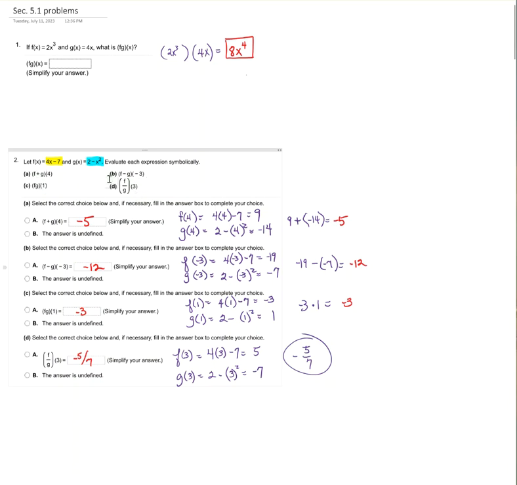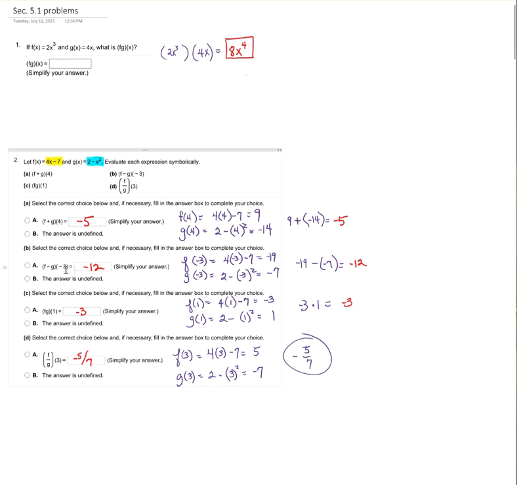operations of different numbers. So if we're doing f plus g of 4, you want to write out what's f of 4? Plug 4 in and you get 9. What's g of 4? Plug that into g and you get negative 14. Then you do the operation. 9 plus a negative 14 gives you negative 5.